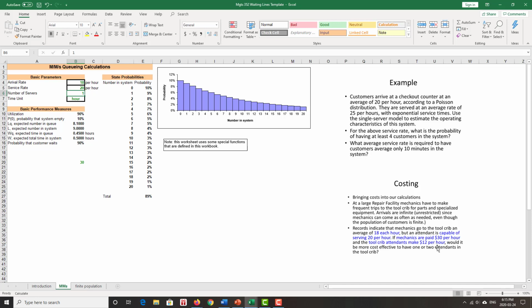If mechanics are paid $30 per hour and the tool crib attendants are paid $12 an hour, would it be more cost effective to have one or two attendants in a tool crib? Okay, so here we need to start thinking about some things, right? We have certain key things we're going to evaluate. So first of all, we want to know the number of servers, right? We're deciding on being more cost effective, i.e. lower cost, to have one server or two servers, right? But we have a cost to those servers, right? So we have a server cost, and we can keep that in mind. We also have a customer cost, right?